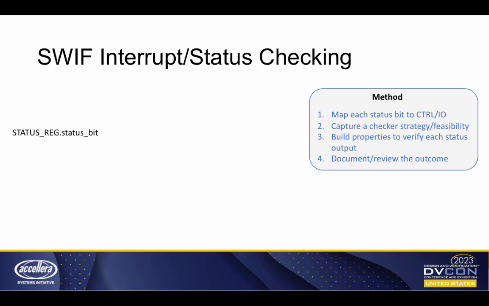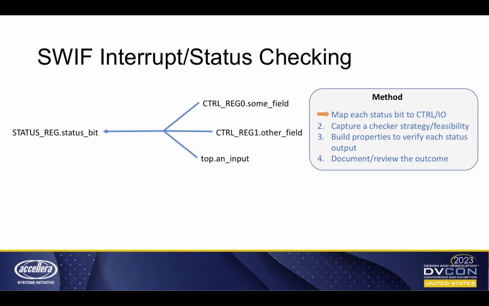First of all, step by step here, we're going to start by mapping a status register.status bit. This is the thing that we're proving. And we're going to map that back to all of the relevant control registers and top level I/O. So you can see this, status register.status bit is influenced by control register 0 some field, control register 1 other field, and top dot any input.